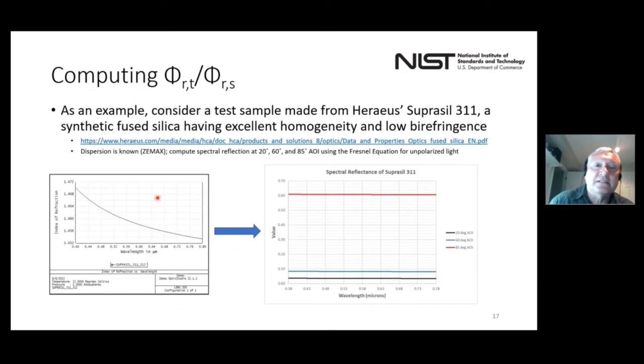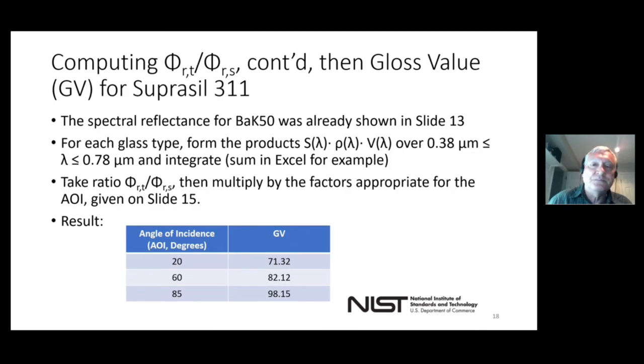Consider Heraeus Supercell 311. This is a synthetic fused silica glass that NRC has used in the past and might still be using. And we also use it as a test sample. On the left here is a plot of the catalog dispersion curve for the Supercell 311 that is obtained from Zemax. And on the right is the computed spectral reflectance at the three angles of incidence. Obviously these curves are available in tabular form, which we can use.